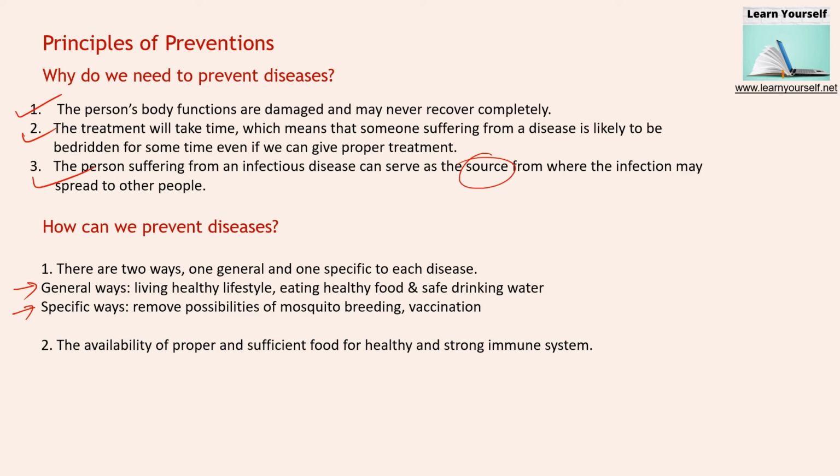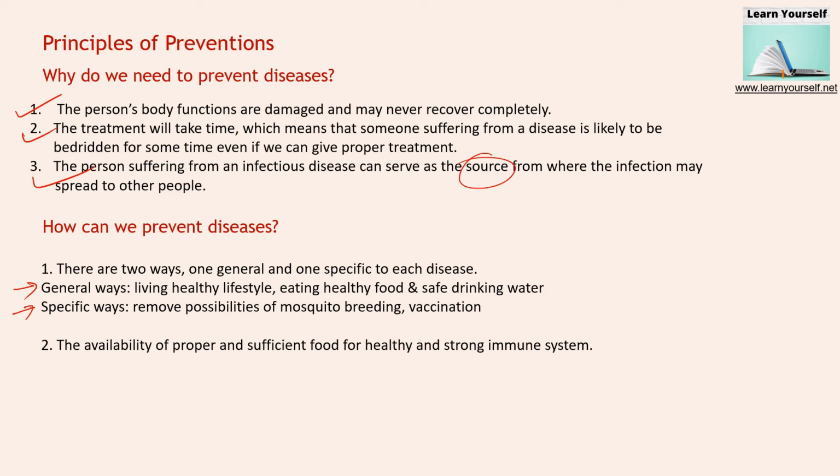Specific ways means we are working towards that particular disease. For example, if dengue is spreading in a community, then we take care of the puddles, so that there are no puddles in the community and the breeding possibilities of mosquitoes are nullified. We will apply mosquito repellent cream and so on. So when you are taking prevention for one specific disease, it is called a specific way. When you are taking a general precautionary measure, it is called a general way.